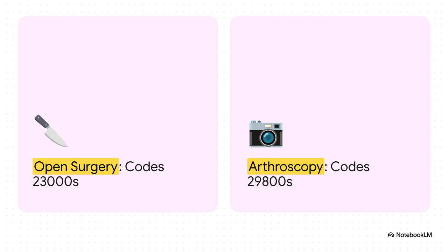But if they're using a tiny camera and making little poke hole incisions, which is called an arthroscopy, those codes absolutely do not live here. Arthroscopy codes are way at the very back of the musculoskeletal section, specifically the 29800s. Mixing up an open shoulder repair with an arthroscopic one, yeah, that will get your claim denied instantly.